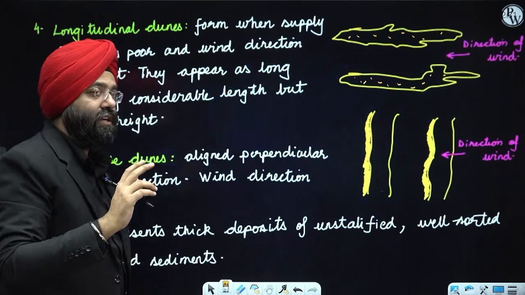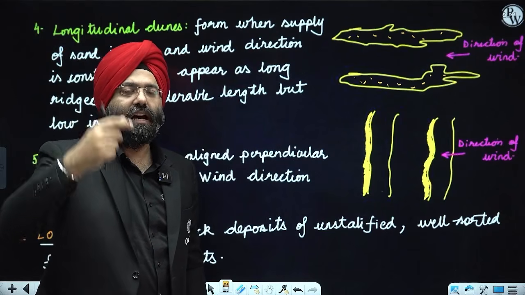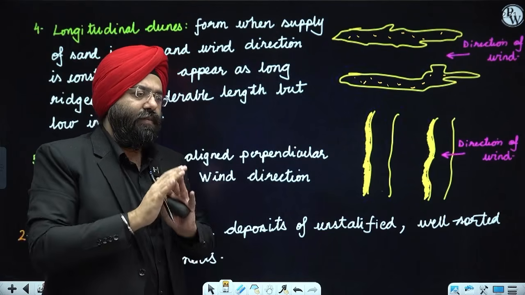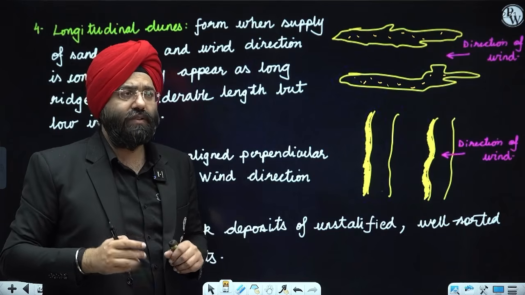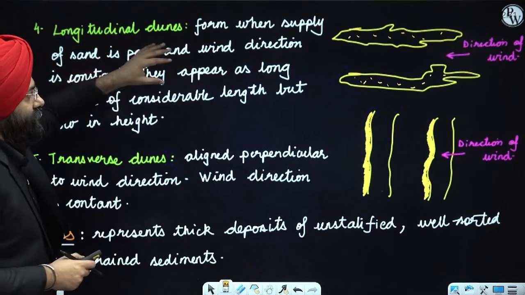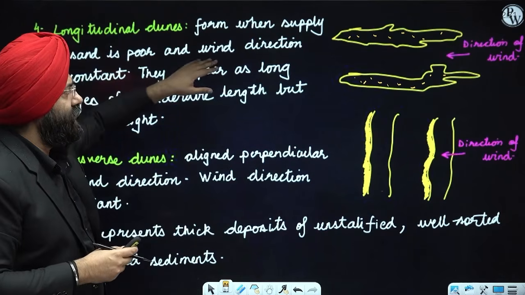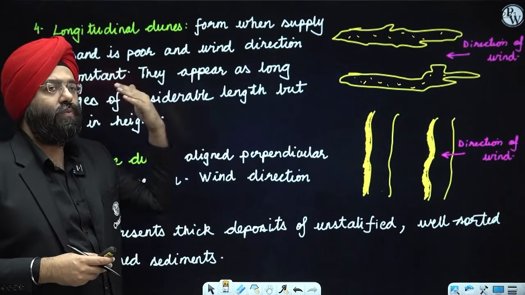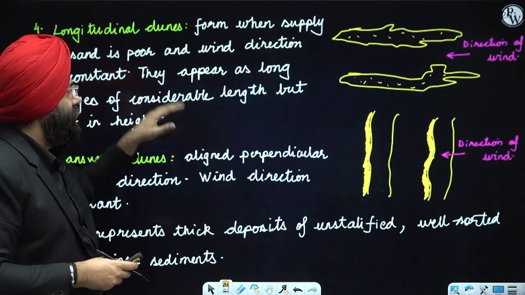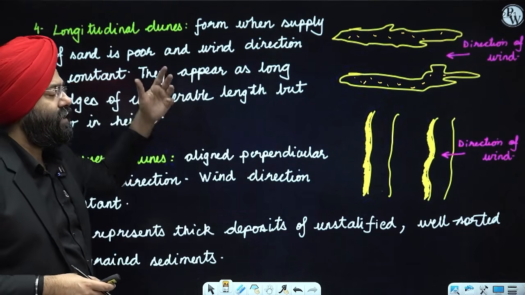Second, see, these are two conditions. That is why UPSC can ask you these things with respect to longitudinal dunes. They will pick up questions directly from the NCERT, and at that time you'll know from where the questions have been asked. Firstly, please understand, where the supply of sand is poor, that means a lesser amount of sand is present, and the wind direction is constant, that is moving in one direction only for a very long time. They appear long and of considerable length, but not of great height.